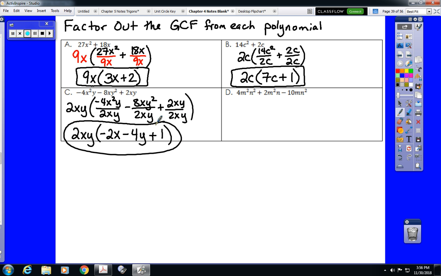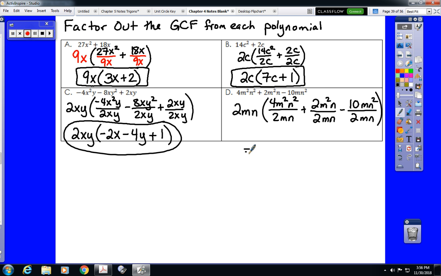Final example. All three of these are divisible by 2mn. So that is our common factor. We're going to divide each term by 2m to the first, n to the first. And then reduce. So that would be 2mn times 2mn plus m, because it would be 1m, but we don't have to write the 1, minus 5n.